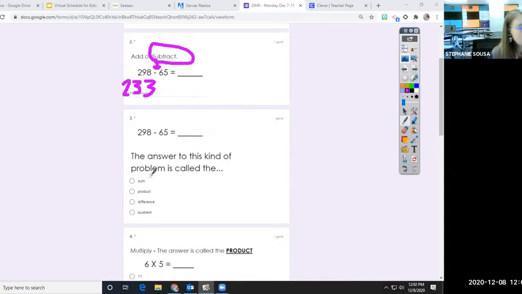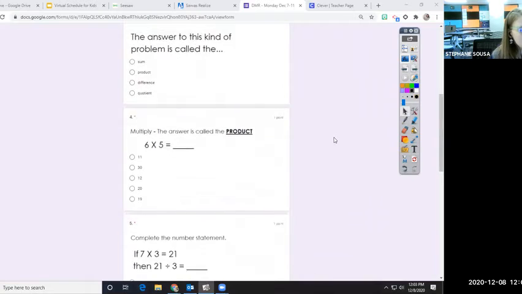This type of answer, we did struggle on this vocabulary. When we are subtracting, that type of answer is called a difference. A lot of people said it was called a sum. A sum is the answer to an addition equation. This was a subtraction equation. All right.